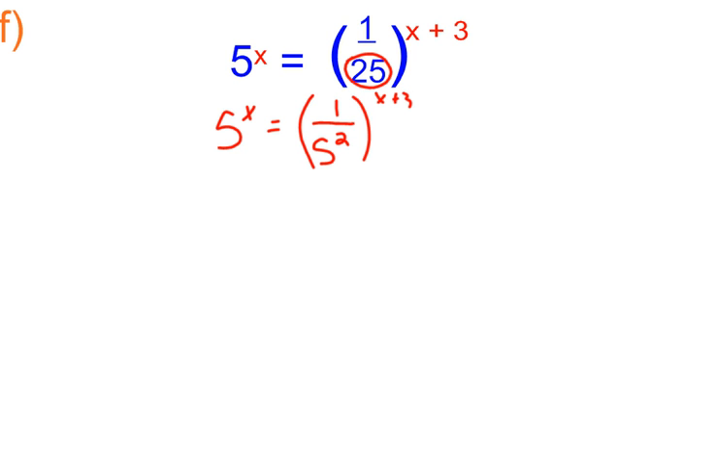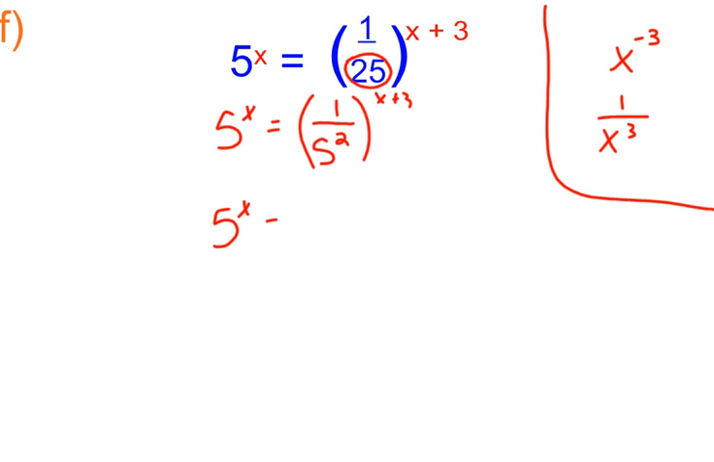Now, in order to get that exponent out of the denominator, if you remember when we first learned negative exponents, let's just pick one like this. To make that positive, I move it to where it's not. So I would move this one to the denominator. The same thing applies if I want to move my 5 squared to the numerator, I would just have to make it a negative exponent. So it'd be 5 to the x equals, and it'd be 5 to the negative 2, and then it'd be times the x plus 3.